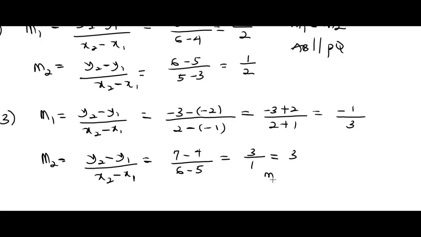So let's test if m1 times m2 will give us -1. m1 is -1 over 3 and m2 is 3. 3 here, 1; 3 here, 1. So the answer is -1. Therefore, we can conclude that line AB is perpendicular to line PQ.